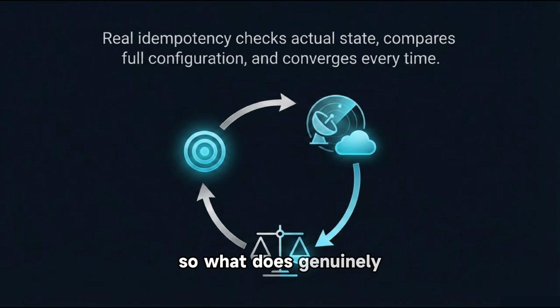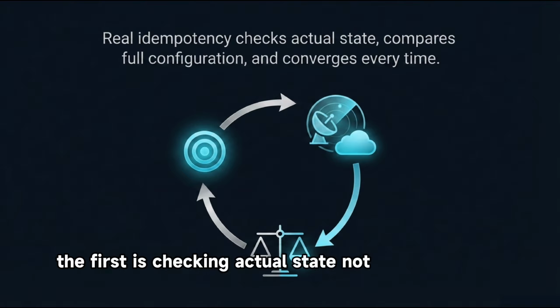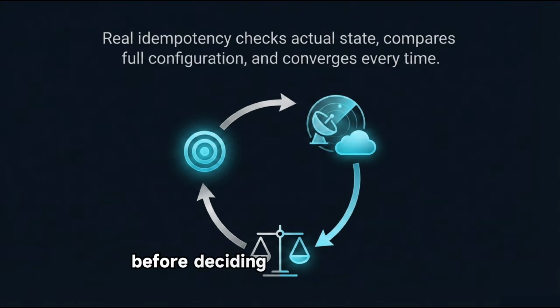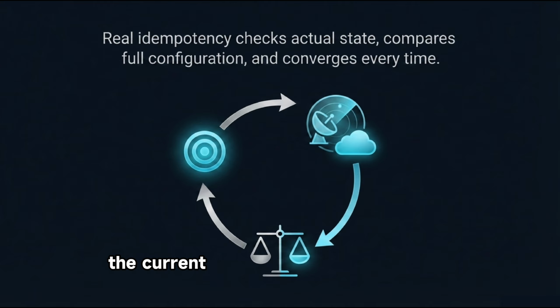So what does genuinely idempotent provisioning look like? It requires three things that are simple to describe and are non-trivial to implement consistently. The first is checking actual state, not recorded state. Before deciding whether to create, update, or skip a resource, the provisioning operation queries the cloud directly, the current actual state of the resource in the cloud's own systems. The second is comparing full configuration, not just presence. Presence is a prerequisite for correctness. It is not the same as correctness.